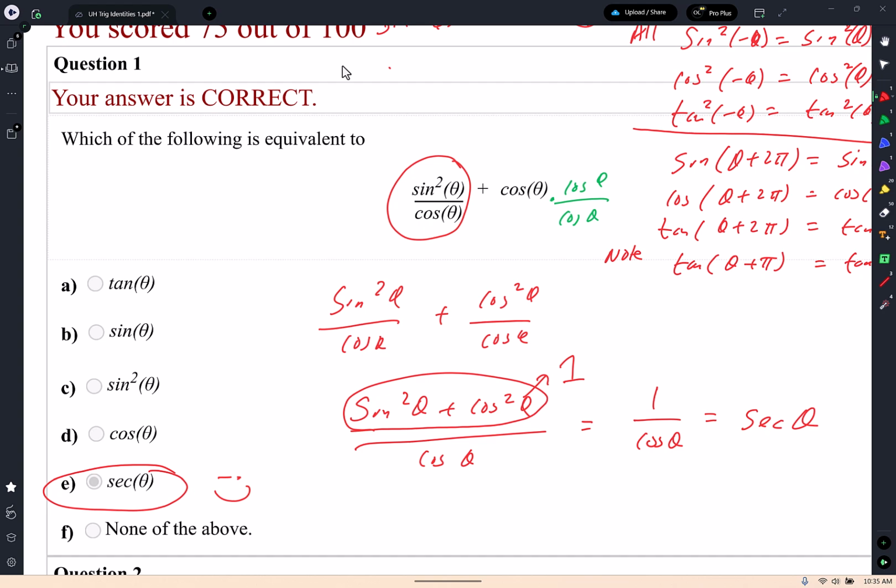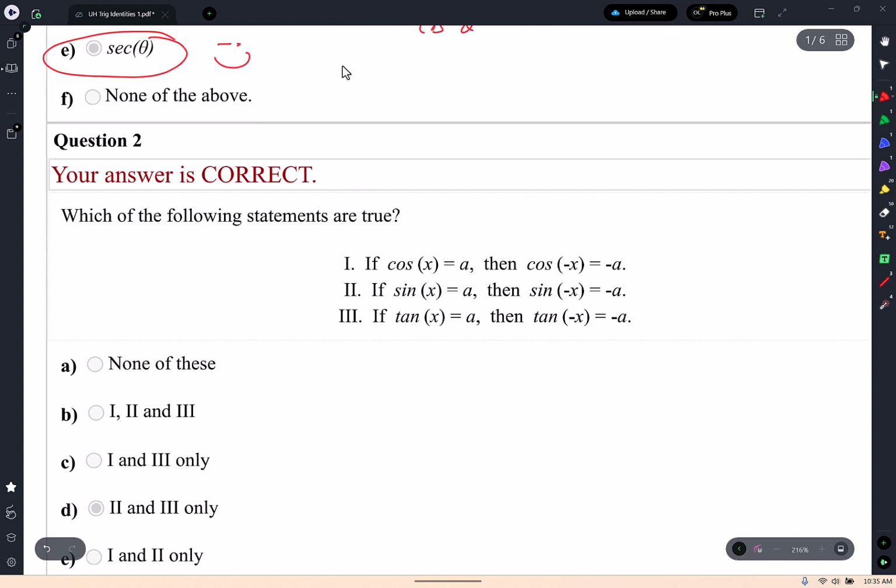Oh, it looks like it's winking. Okay. All right, next question, number 2.